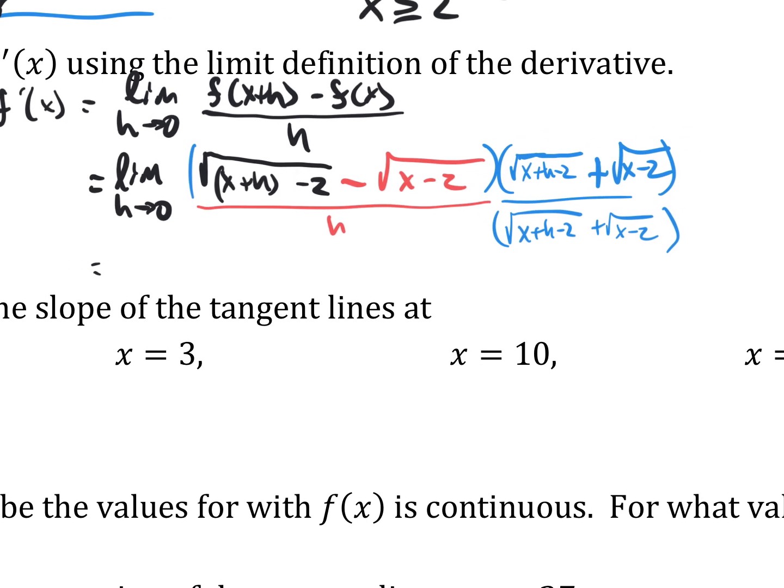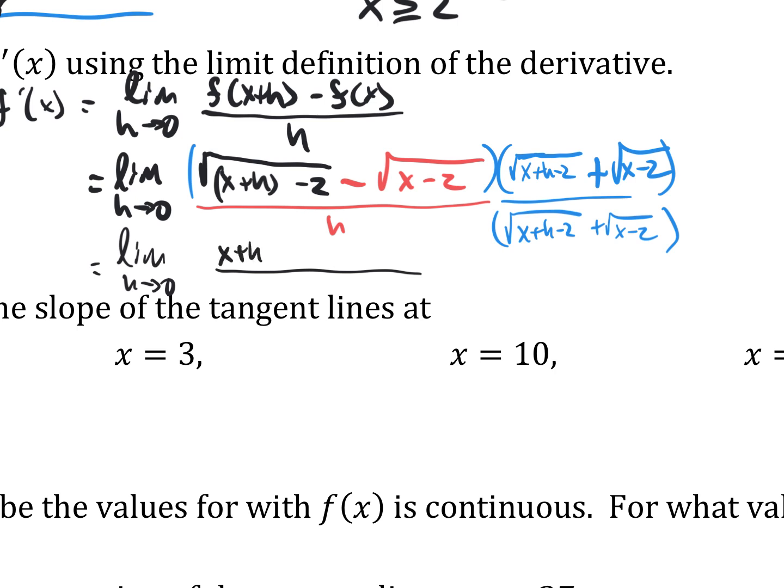Let's see, what happens on the top? Well, this is a plus b times a minus b, or actually, a minus b times a plus b. And we know that a minus b times a plus b becomes a squared minus b squared. It's the difference of two squares. So we have the first thing squared, which is x plus h minus 2, minus b squared, that's the second thing squared, and that's x minus 2.